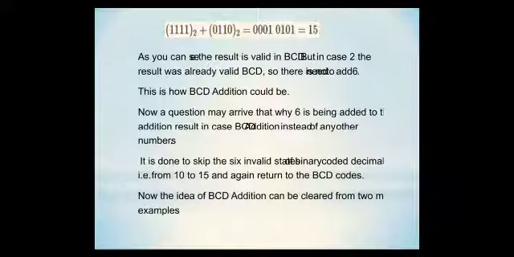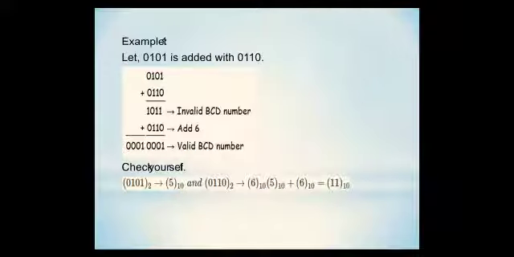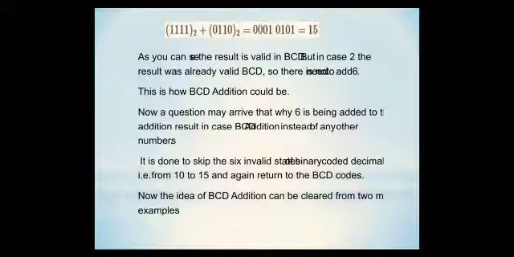Finally we get the result of 15 plus 6. We can write it this way in BCD form, 1 and 5. As we can see, the result is valid in BCD. But in case of 2, the result was already valid BCD, so there is no need to add 6. This is how BCD addition works.